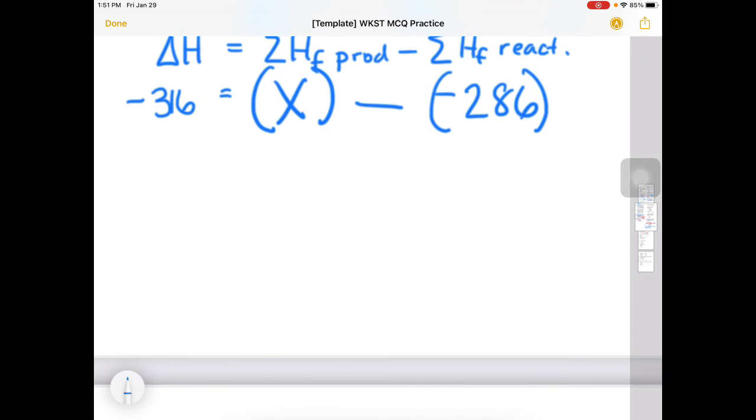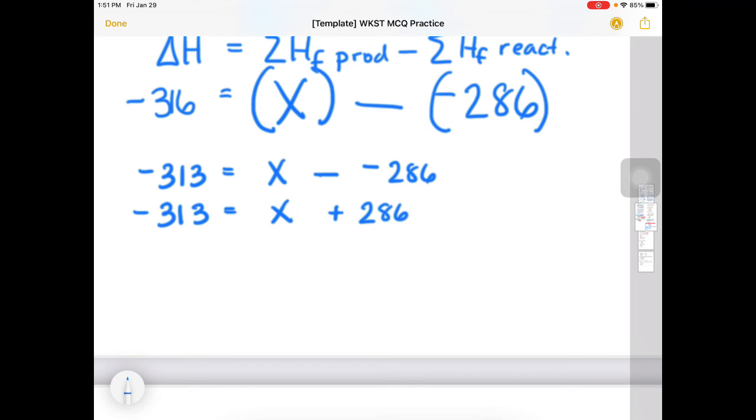So now I just have this negative 316, I'm just cleaning it up, equals X minus negative 286. So again, I'm just doing this step by step to be super careful with my signs and my operations. So X is equal to negative 313 minus 286, which is negative 599 kilojoules per mole.